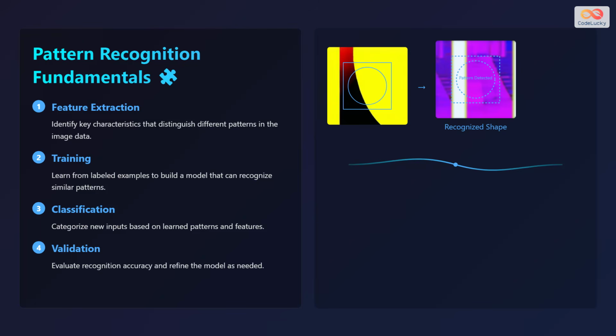Pattern recognition is a core aspect of computer vision, enabling machines to identify recurring patterns within images. The process typically involves several key steps. First is feature extraction, where key characteristics that distinguish different patterns are identified in the image data. Training then involves learning from labeled examples to build a model capable of recognizing similar patterns. Next, classification categorizes new inputs based on the learned patterns and features. Lastly, validation evaluates the recognition accuracy and refines the model as needed.